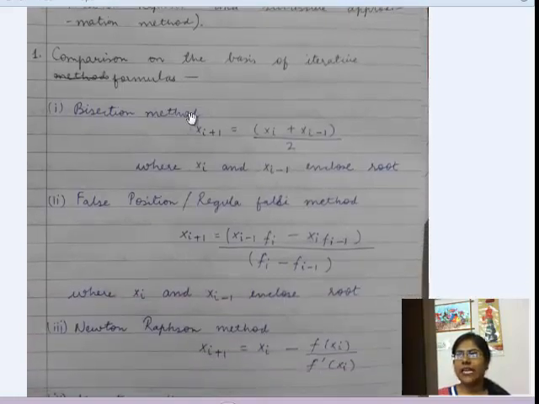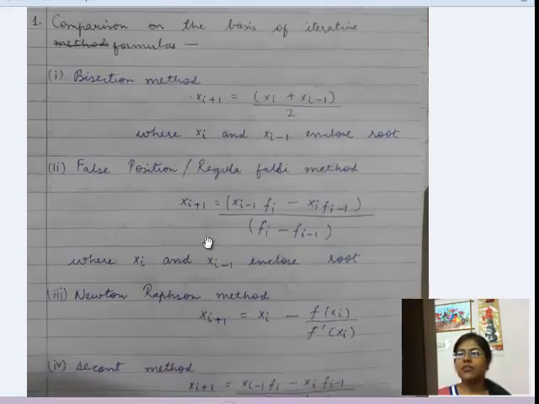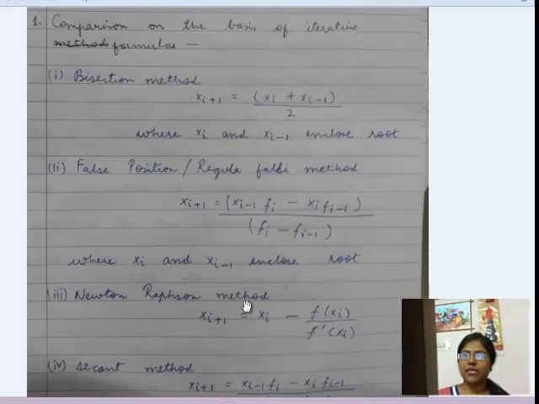First, the bisection method. The iterative formula for the bisection method is x_{i+1} = (x_i + x_{i-1})/2, where x_i and x_{i-1} enclose the root. The false position or regula falsi method has the following iterative formula: x_{i+1} = (x_{i-1} f_i - x_i f_{i-1}) / (f_i - f_{i-1}), where x_i and x_{i-1} enclose the root.